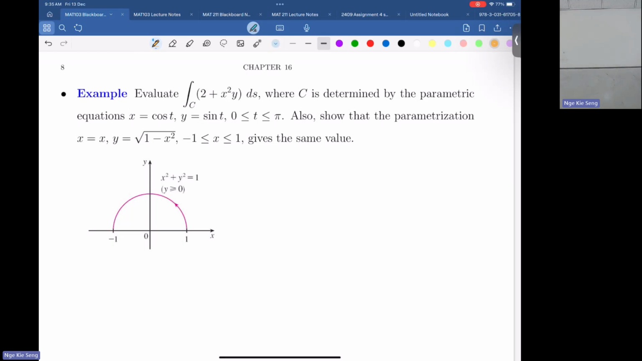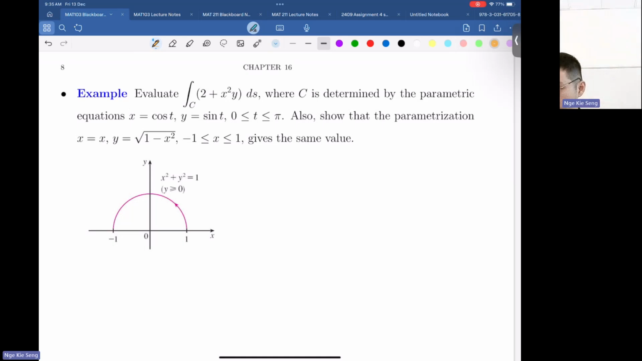Here, this curve C is described by a circle equation, but you don't take the full interval from 0 to 2 pi. Instead, you just take until pi, so half of it. And then it asks you to show that if we integrate it in a different way, so we parameterize in a different way, we also get the same value. Okay, so let's try how to do this.